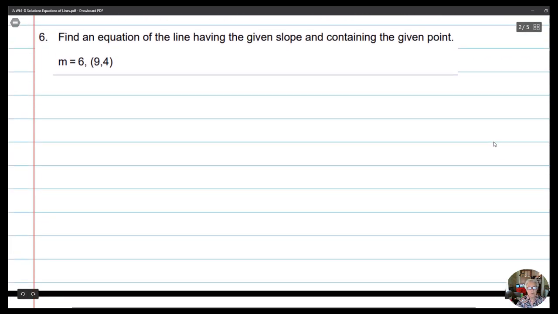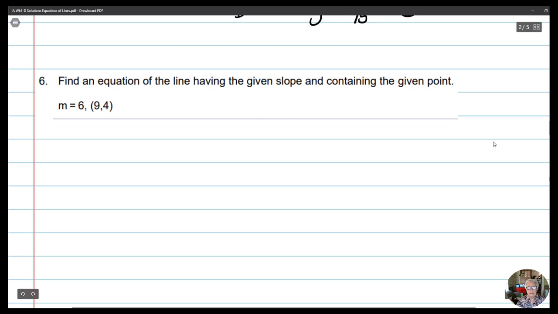Okay, now, this is going to be a little more difficult. You're given the slope and a point that is not the y-intercept. How do I know? Because this number is not zero. Okay, so here's what we have to do. We're going to use the point-slope formula.